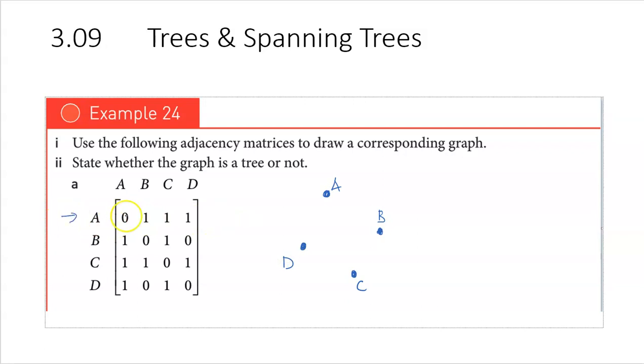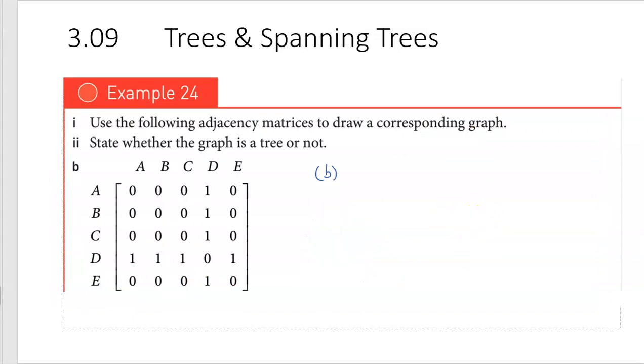And from row to row, A connects to B, C, and D. And B connects to A and C. And C connects to A, B, D. And D connects to A and C. So based on this diagram, obviously this is not a tree. Alright, let's look at B.